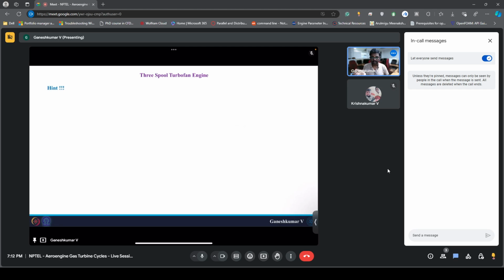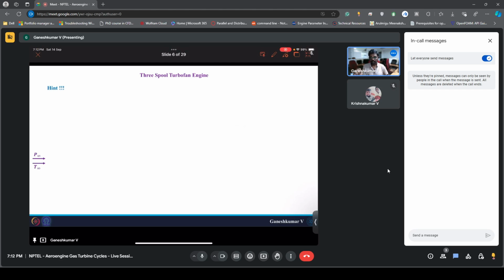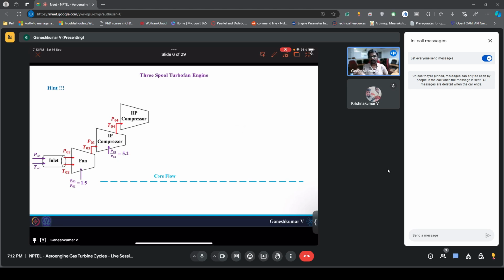So we can see what are the important parameters that we need to calculate in order to obtain this. Initially we have inlet. From inlet you can find pressure and temperatures, and then you have fan. From fan, the flow gets divided into core and bypass stream. In the core you have IP compressor, and we have compressor pressure ratios. From there you can find pressure and temperature at the exit of the IP compressor. And then you have HP compressor, whose pressure ratio we also know, which was 4.8, and from there you can find exit pressure and temperature of the compressor.